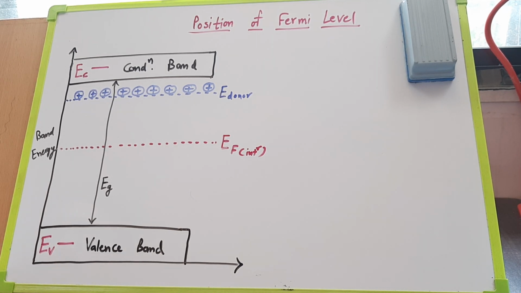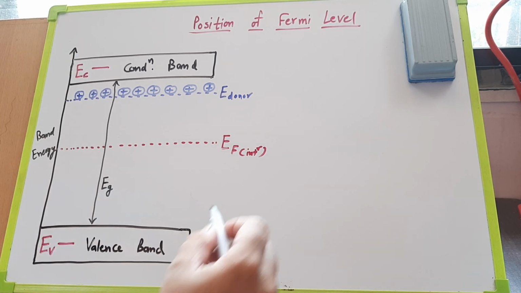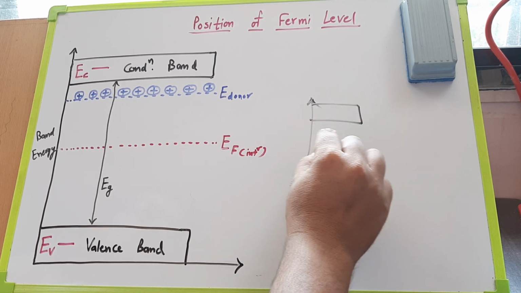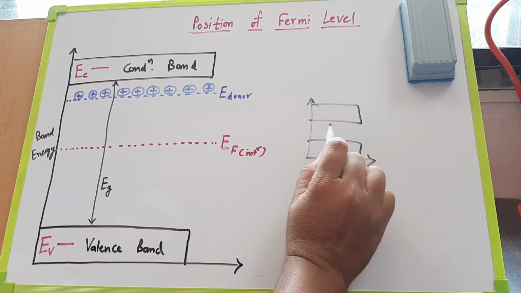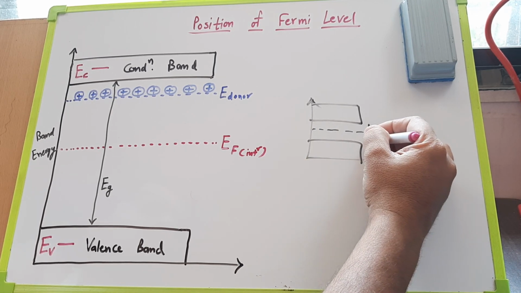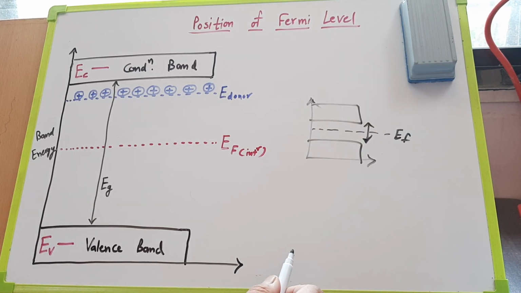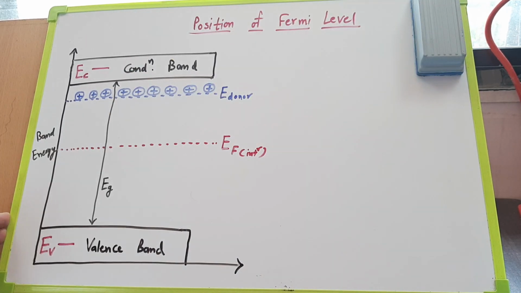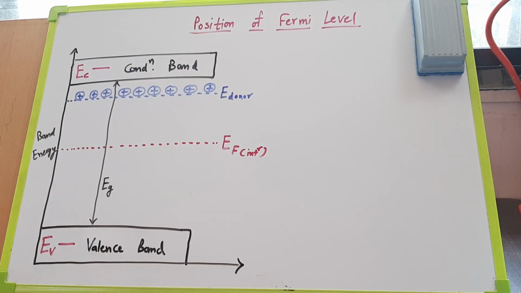So remember what we learnt last time. The location of Fermi energy in the band structure for an intrinsic, meaning pure, semiconductor is exactly at the middle of the energy band gap. This is what we have learnt last time. So today we will be thinking about what happens in an extrinsic semiconductor, the position of Fermi level mainly for extrinsic semiconductors.